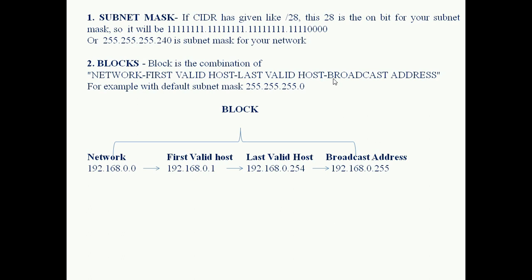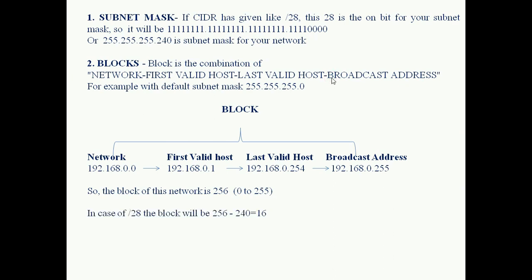So the total number in this range from network to broadcast will be 256. So the block of this network will be 256, that is from 0 to 255, which contains the network address, valid host addresses, as well as the broadcast address.